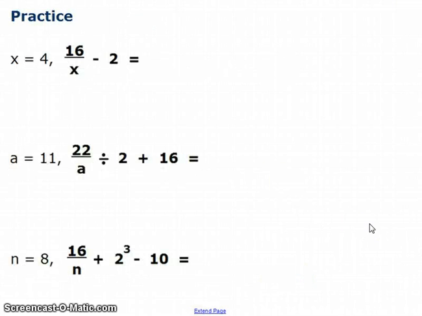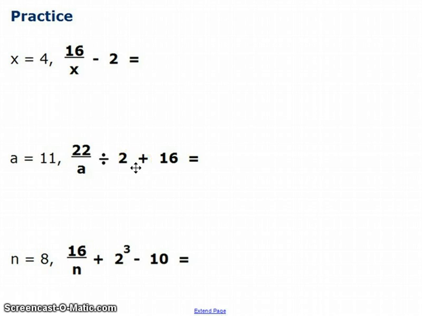Here are some more practices. This time I'm going to plug in. I've got 16 divided by something called x minus 2, but I'm going to plug in 4 for x. Second example, in place of a, I'm going to plug in 11, and so on.